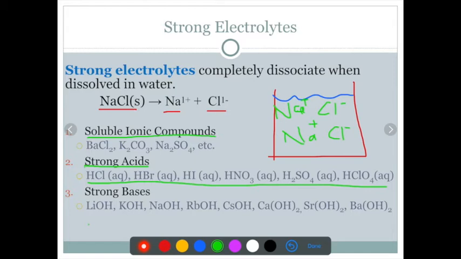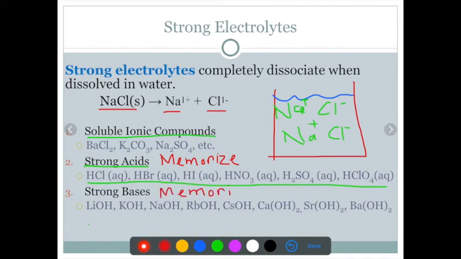Strong bases. We haven't really talked about bases, but I told you just a minute ago that a base is when we produce hydroxide ions in water, okay? So this is your list of strong bases. You also need to memorize this, okay? So let me write this down. Memorize. You won't need to memorize the soluble ionic compounds, but you will need to memorize strong acids and strong bases.